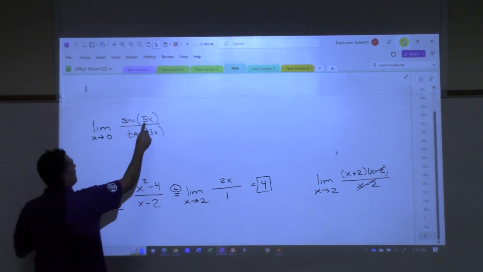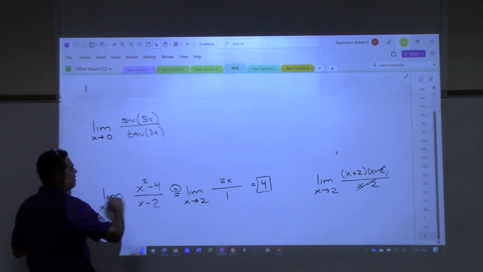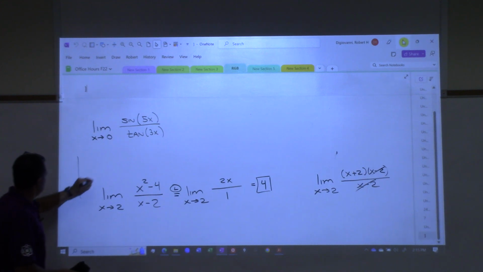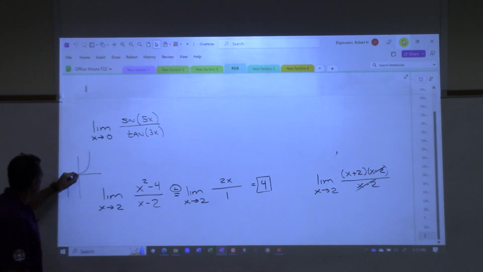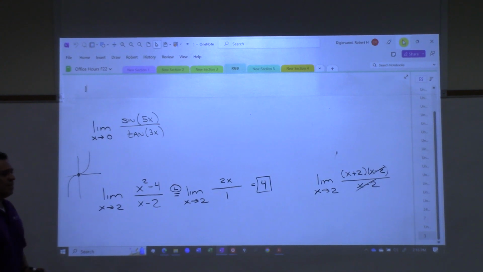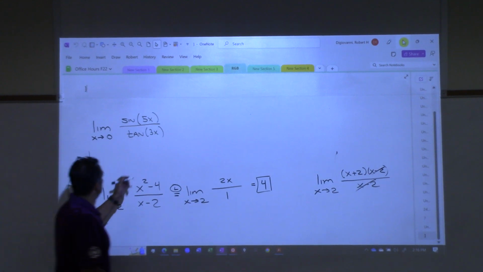X goes to 0. 5 times 0, 0. Sine of 0, 0. Okay. 3 times 0, 0. Tangent of 0, 0. How do I know tangent of 0 is 0? Because I know what the tangent function looks like, and I know it goes through 0. Okay, so I am getting 0 over 0, right? Fine. I'll use L'Hopital's rule.